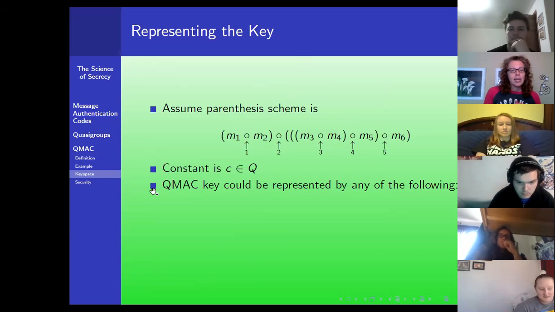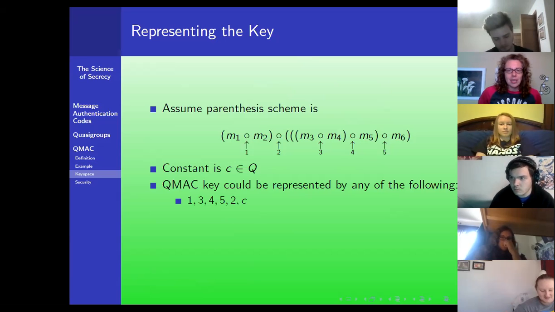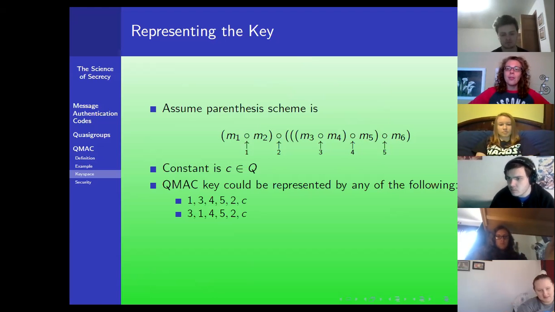So here is a possible QMAC key. Remember, we're going to take that secret element and just throw it on at the end. 1, 3, 4, 5, 2, and then that constant. That one works, right? Or I could switch the 1 and the 3 around because we both said that you can do either of those first. 3, 1, 4, 5, 2.